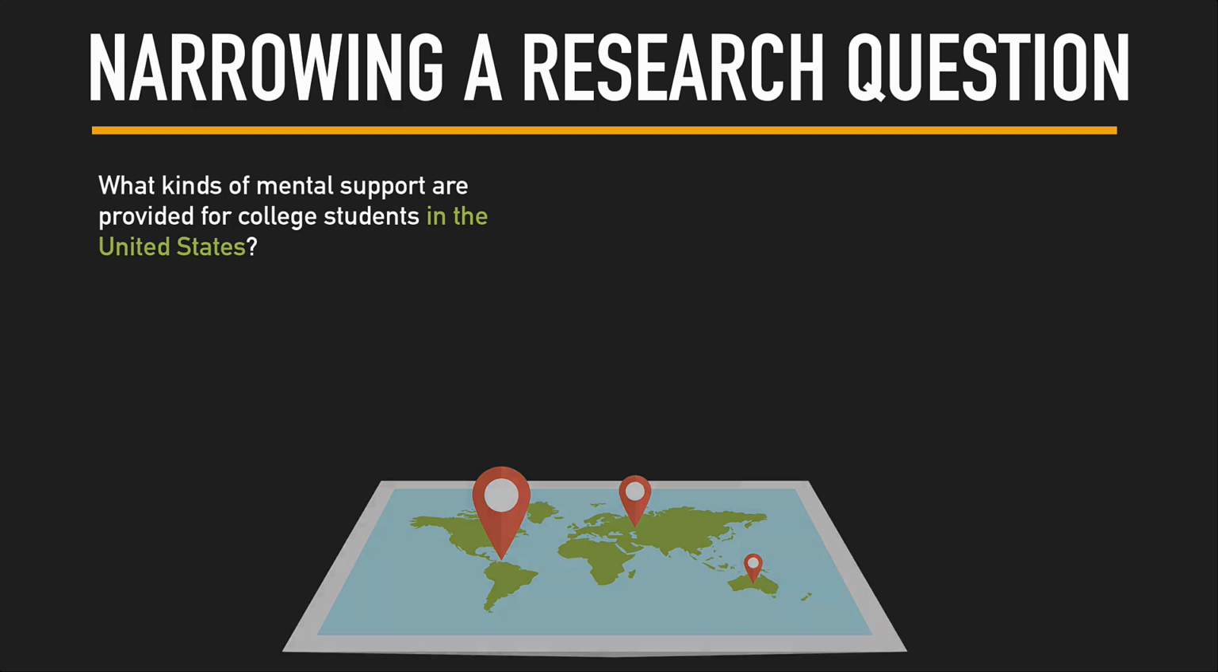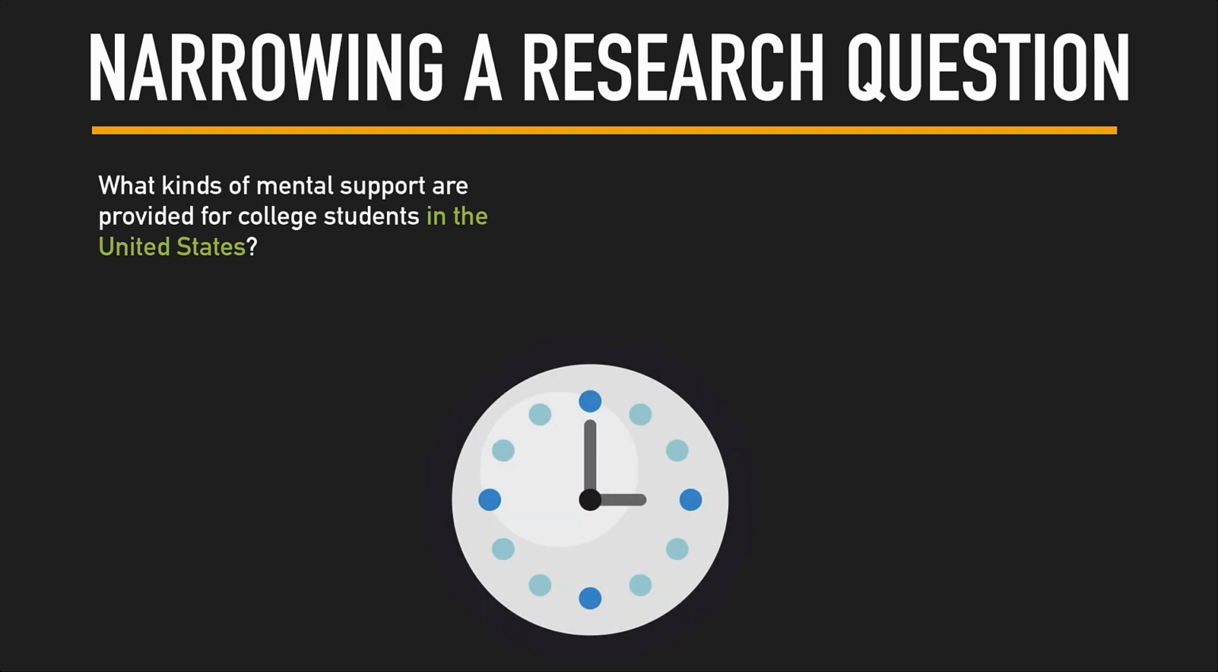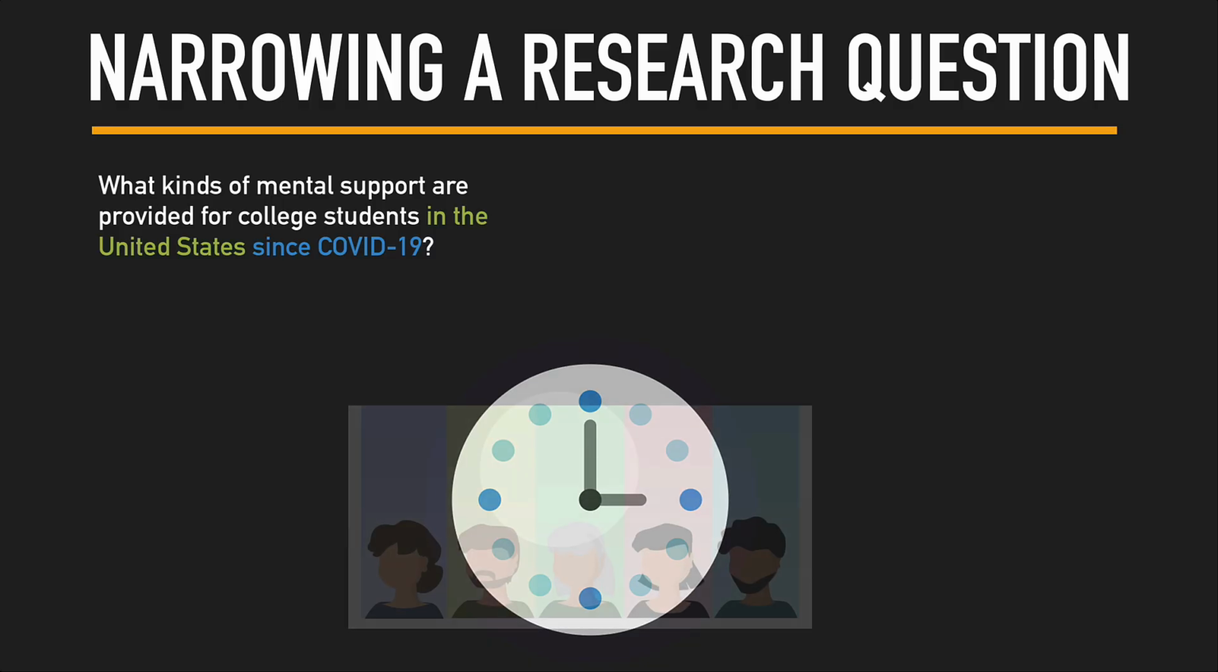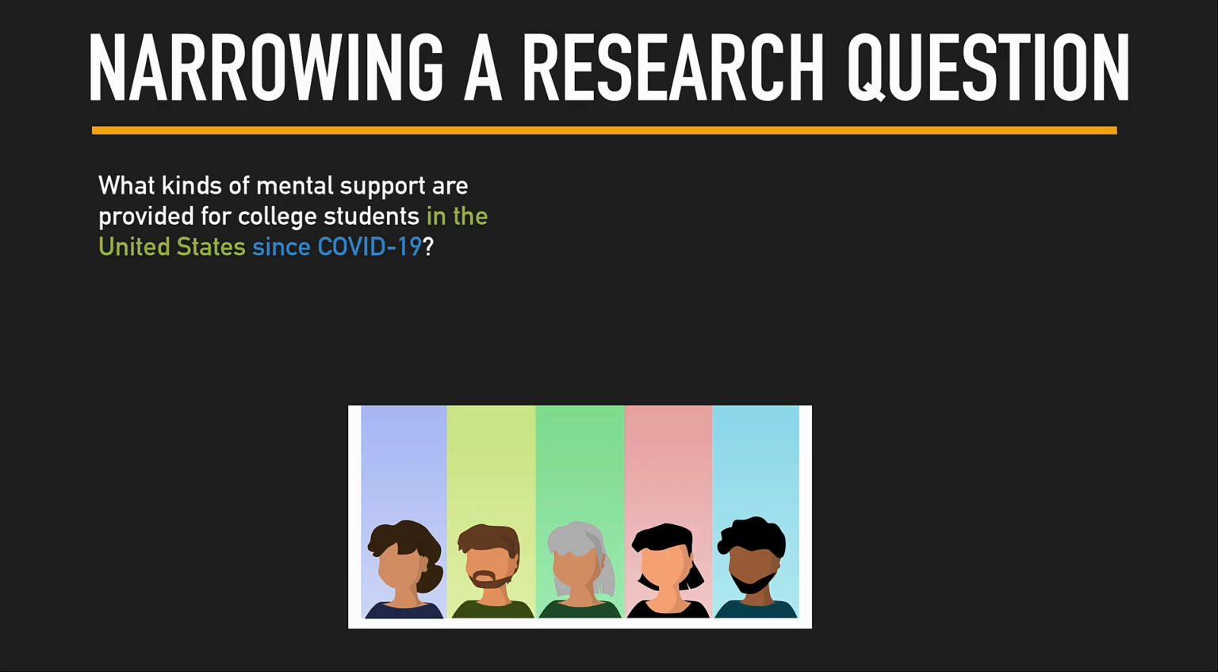Time is another factor to consider. The preliminary research you have done may help you narrow down the time frame. For example, how has access to online counseling impacted students since COVID-19? You can also narrow by population, such as college freshmen, by gender, age, race, or ethnicity.